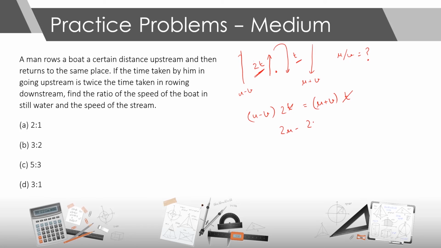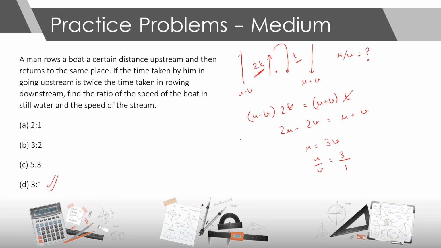So 2u minus 2v is equal to u plus v. So u is equal to 3v. So the ratio of u with v is 3:1. So the option D is the correct answer.